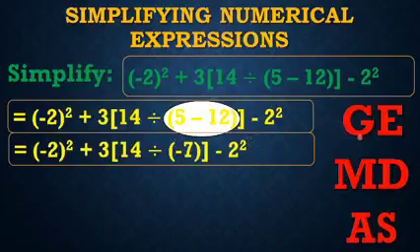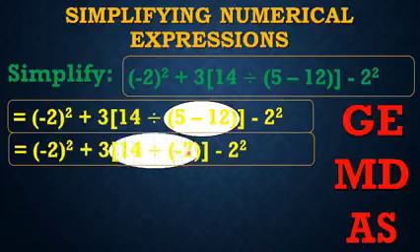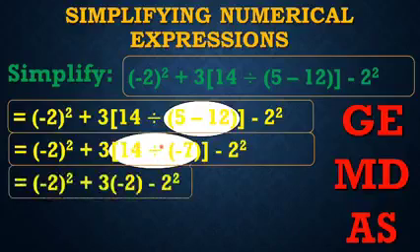We are not yet done with the groupings, since we still have brackets, and inside is 14 divided by negative 7. We need to operate the brackets. 14 divided by negative 7 is equal to negative 2. So we replace that with negative 2, then bring down the negative 2 squared. Now we're good on groupings. Let's proceed to the exponents. Based on our new numerical expression, we have two exponents here.